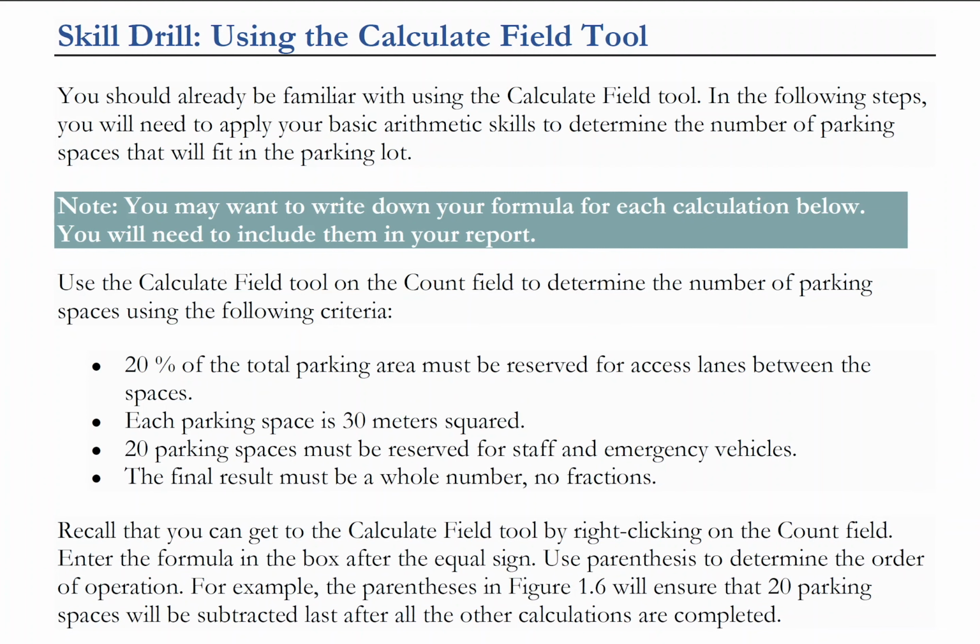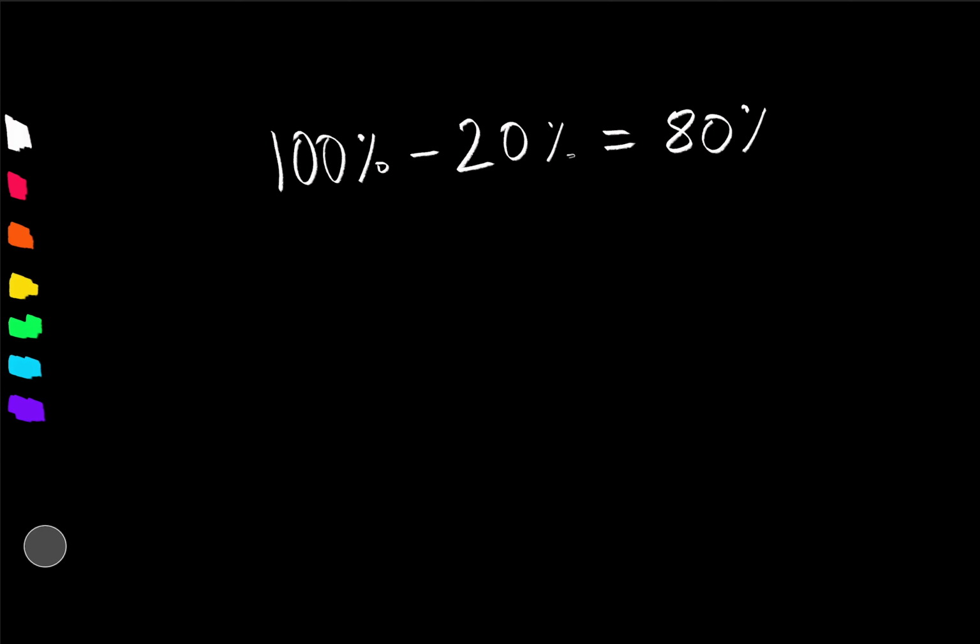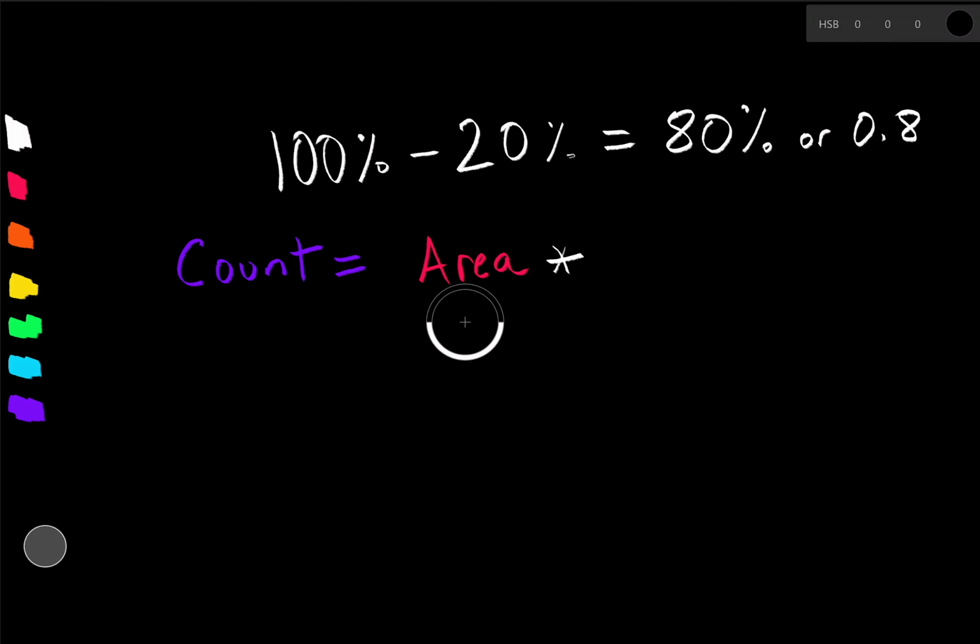So the first criterion is that 20% of the total parking area must be reserved for access lanes between the spaces. So how much area does that leave us? Well, 100% of the area minus 20% leaves us 80% of the total area to work with. You can also write it as 0.8. So let's write that out as a formula. Count equals area times 0.8. This is going to give us 80% of the total area that we can use for the parking spaces.